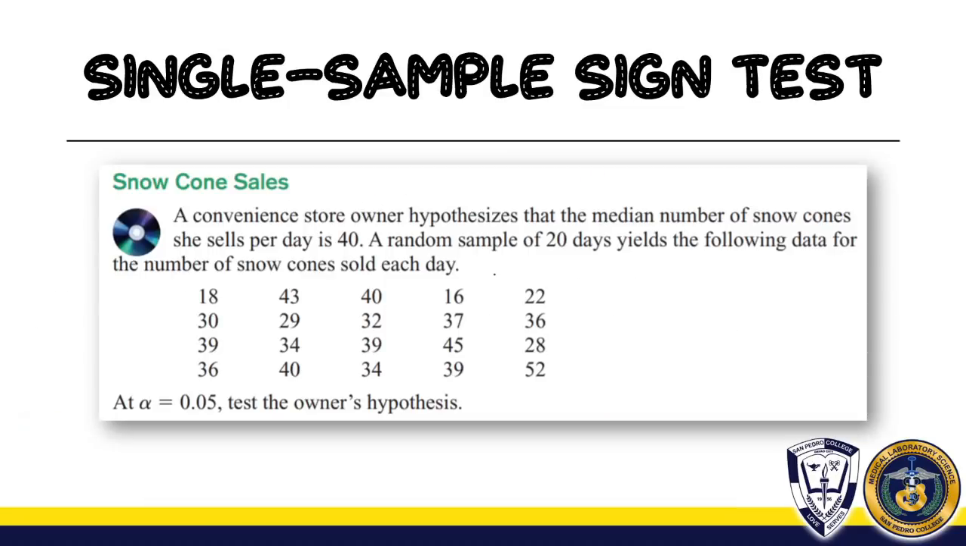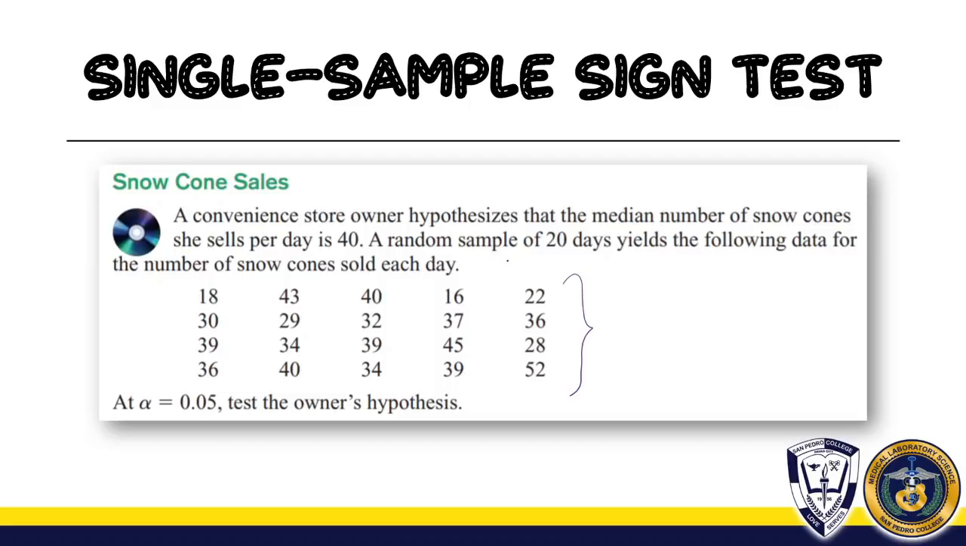So now we go to our example. This is an example of snow cone sales. Let me just read the problem. A convenience store owner hypothesizes that the median number of snow cones she sells per day is 40. A random sample of 20 days yields the following data for the number of snow cones sold each day. So you have here your data set. At level of significance 0.05, test the owner's hypothesis.